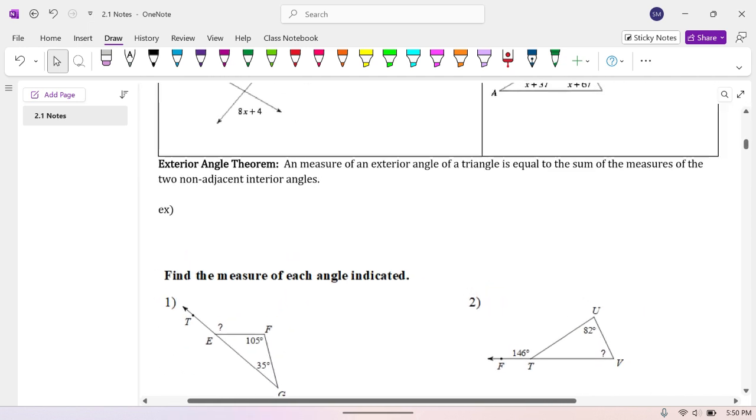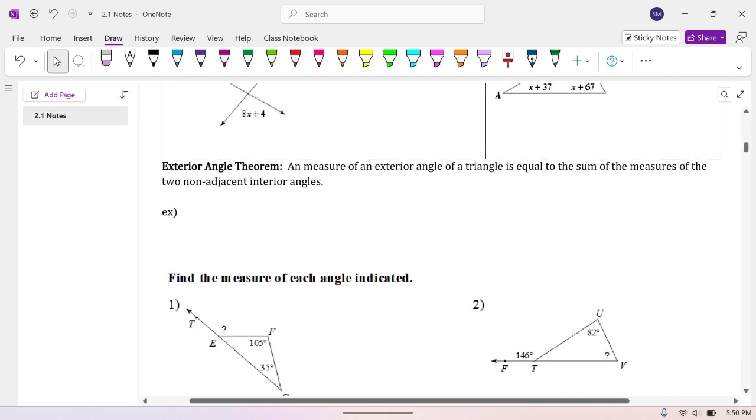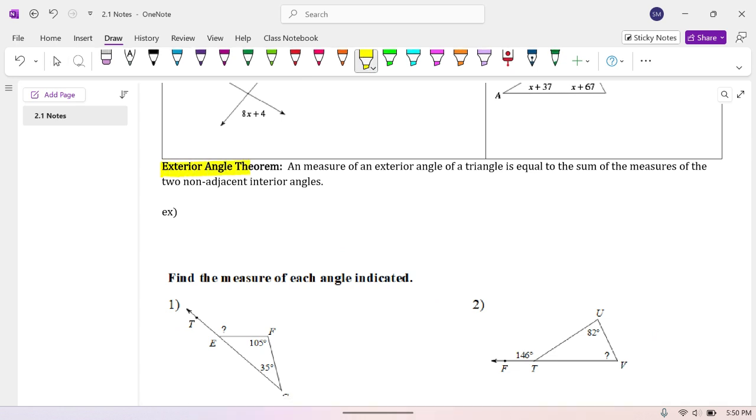The next theorem you may or may not already know. I assume you may know it already. It's not a very hard theorem. It's called the exterior angle theorem, which just means that an exterior angle of a triangle is equal to the sum of the measures of the two non-adjacent interior angles.